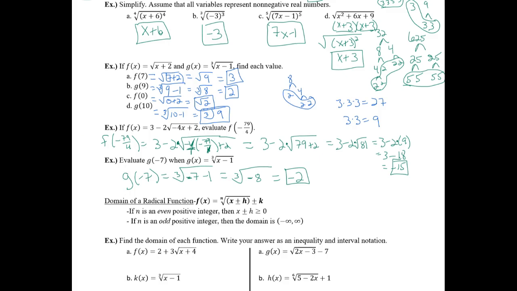To sum up, to evaluate a radical function, you replace the input, whatever you're inputting for that value, wherever you see an x, or whatever variable you're using, and then simplify using order of operations.